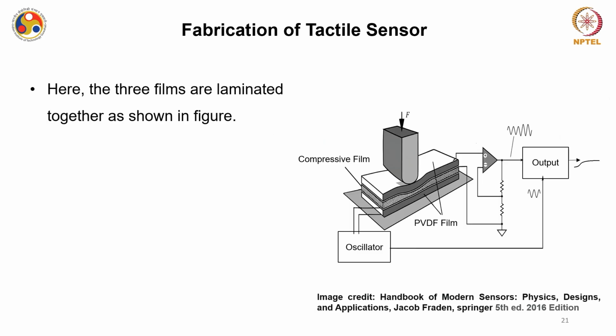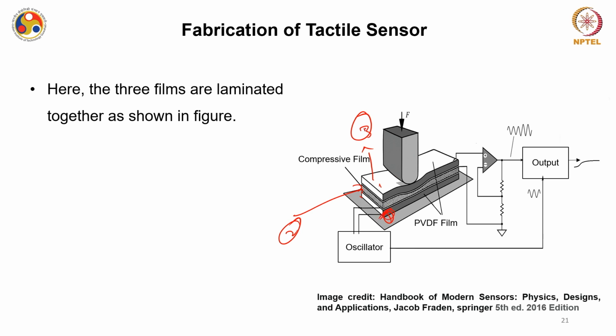So, if you see, three films have been laminated. This is film 1, the bottom; this is the second film, which is the compressive film; and this is the third film, which is the top film.